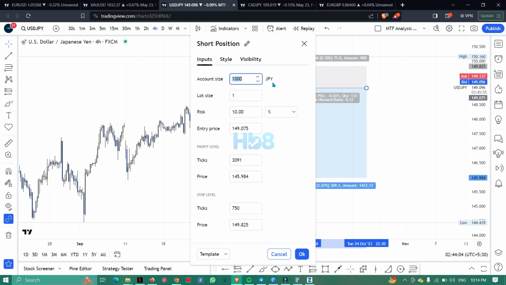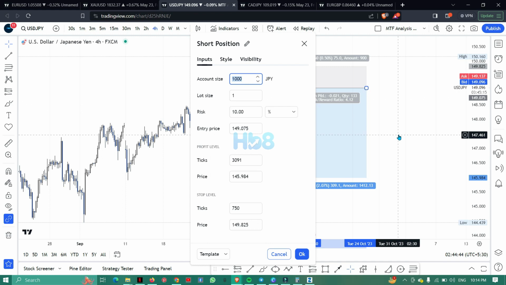And how do you do that? You have to check the current price of USD JPY. Okay, the current price of USD JPY is 149.096. Okay, if you understand exchange rate, what 149.096 means for USD JPY is that 1 USD is equivalent to 149.096 JPY. So you would need 149.096 Japanese yen to be able to buy 1 USD.